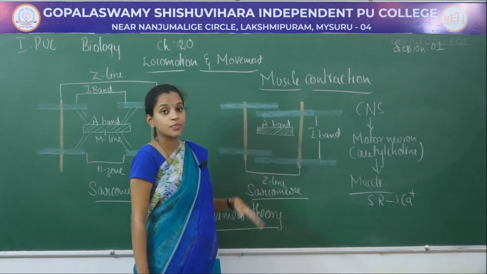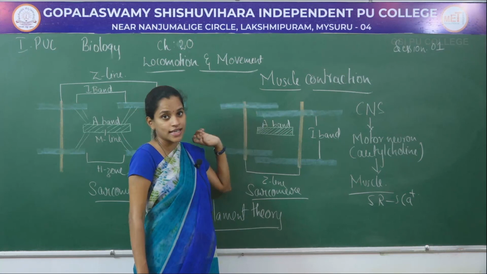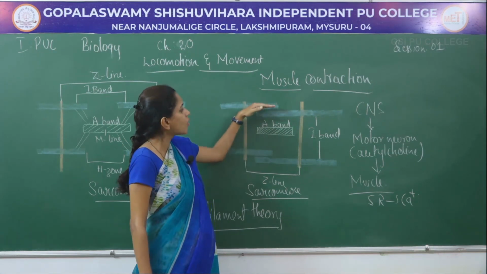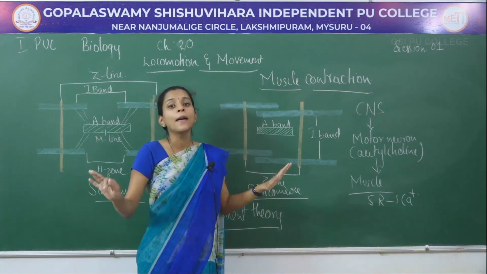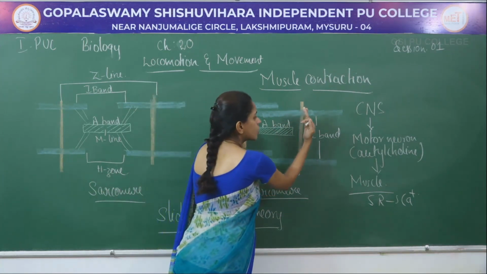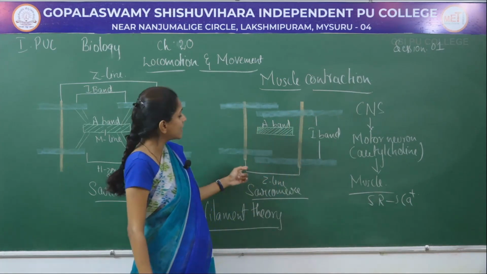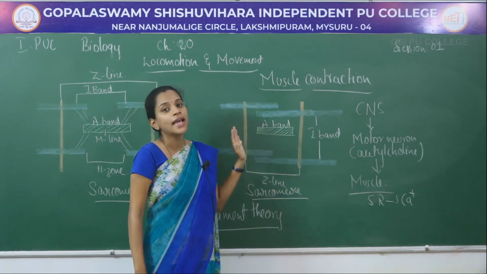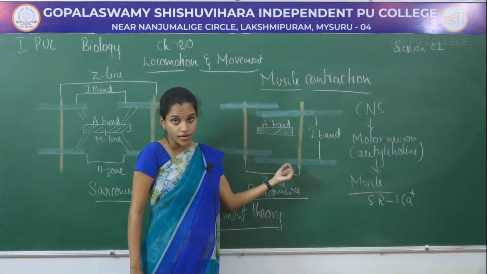When the I bands are pulled from opposite sides, they overlap one another. You can clearly see in the diagram they overlap one another, and the H zone here is completely missing. The length of the sarcomere, which was longer, will now be reduced, and the H zone is not visible anywhere. That is how there will be contraction.